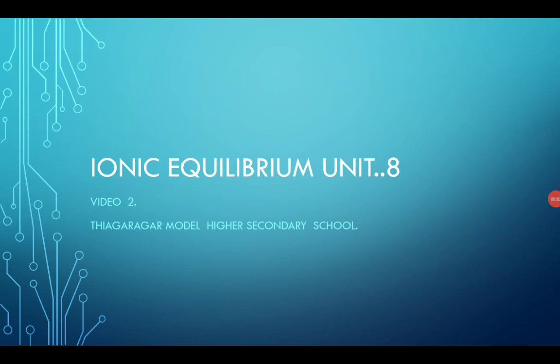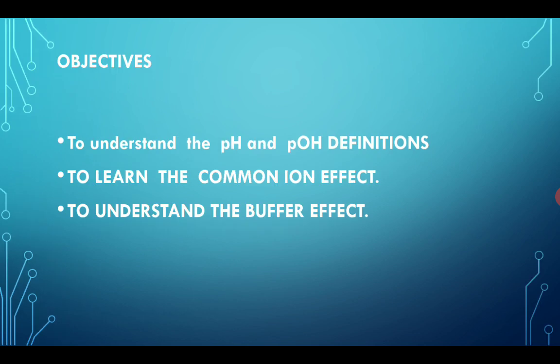Good morning, students. Today we are going to see Ionic Equilibrium, unit number 8, and this is video number 2. The main objectives of this particular video class are to understand and calculate pH and pOH definitions and values, to learn the common ion effect, and third, to understand the buffer solutions and buffer effect. So these three headings we are going to see in this particular video class.